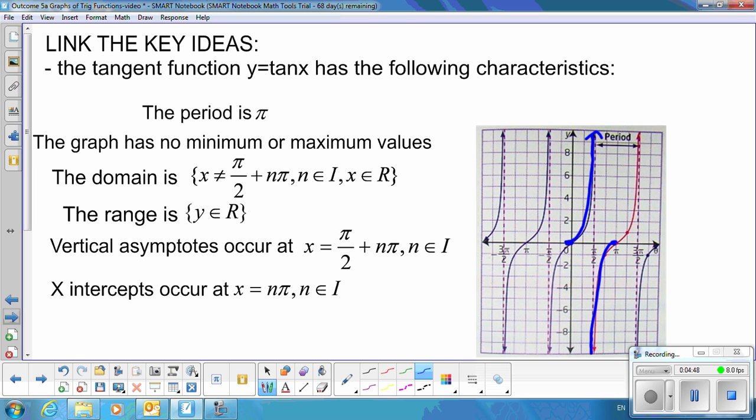The domain is x cannot be pi over 2, because that's where our asymptotes are, plus n times pi. Well, n times pi will take us from our first asymptote to the second one is pi. If we add another multiple of pi, it would take us to another asymptote. The range is y can be any real number. Vertical asymptotes occur at x equals pi over 2 plus multiples of pi. X-intercepts occur at x equals n times pi, so at any multiple of pi, so at 0, pi, 2 pi, and so on.